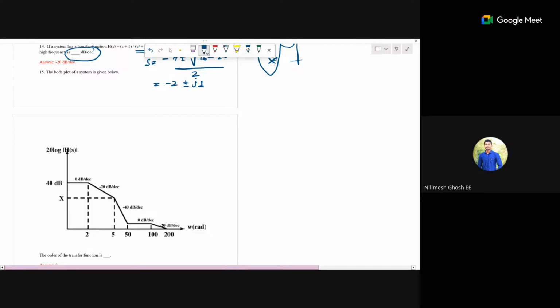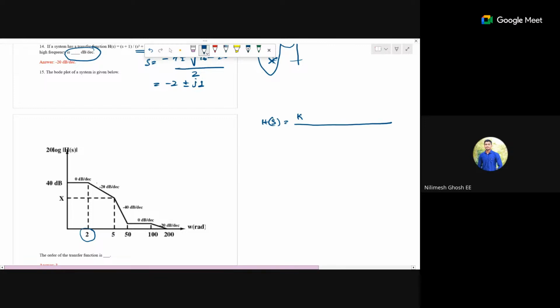Now see, for this circuit, H of s will be something, K into, because the initial slope is how much? 0 dB per decade, right? And some DC gain is there. So 1 by (s plus 2)(s plus 5). So see here, at omega equal to 2, we have a minus 20 dB per decade change. Mark my words, I am saying about the slope change.